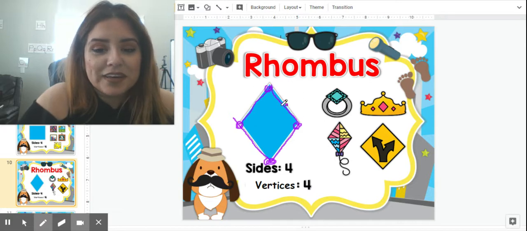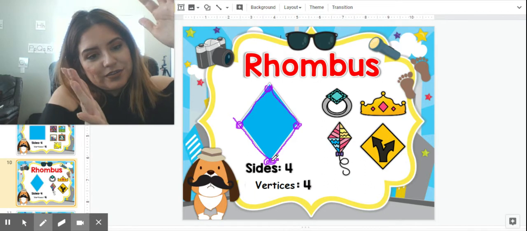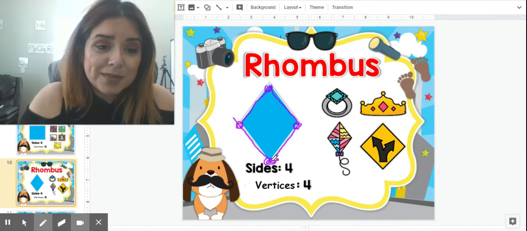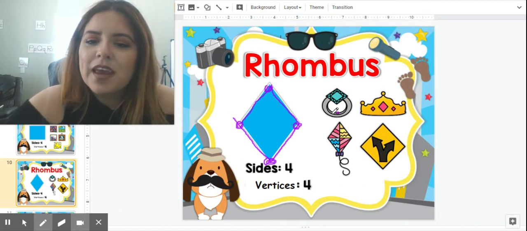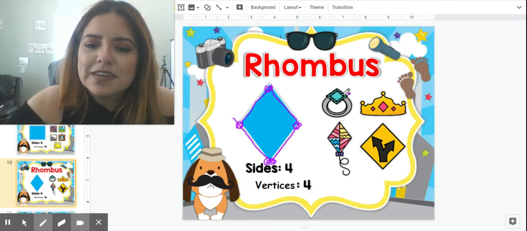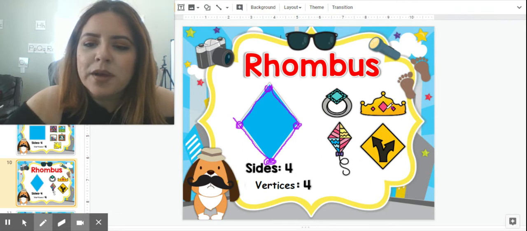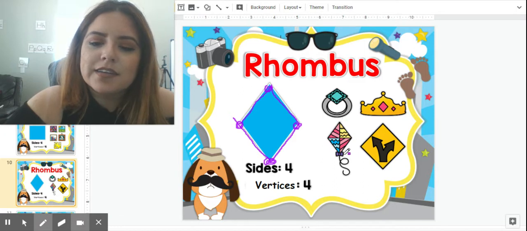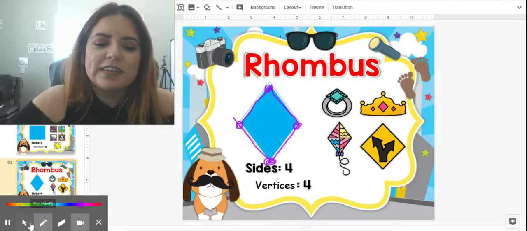It's kind of like tilted, right? It's like if we took a square and we kind of tilted it like a diamond. So this is called a rhombus. And we have an example here of a diamond on a ring and a gem or a diamond on a crown, a kite, and then we have a street sign. The street sign is a rhombus as well. So it has 4 sides and 4 vertices.